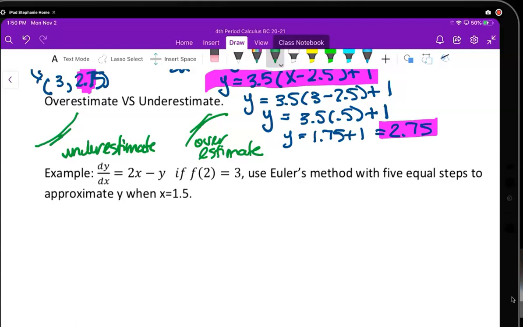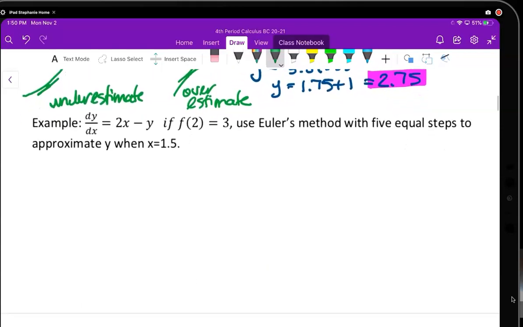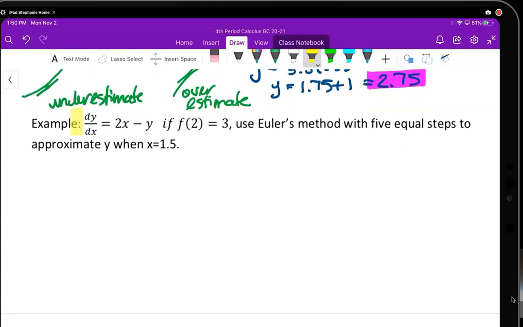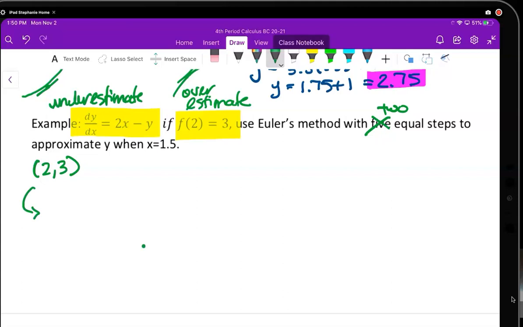Okay, so let's practice another Euler's problem. We're given the derivative right here, 2x minus y, and we're given an initial value of (2, 3). I'm going to change the problem a little bit because this is a little bit long. So we're actually just going to do 2 equal steps to approximate 1.5. Let's chart our path here. We're starting at the point (2, 3). We're going to take 2 steps, and we're going to approximate 1.5. So the value in between that is going to be 1.75.